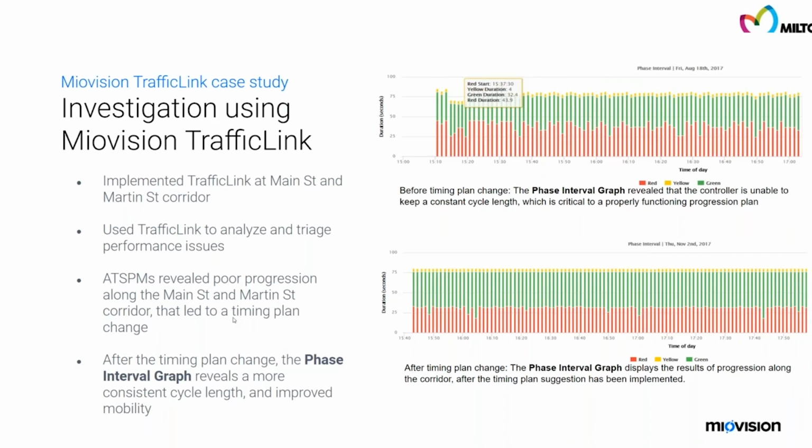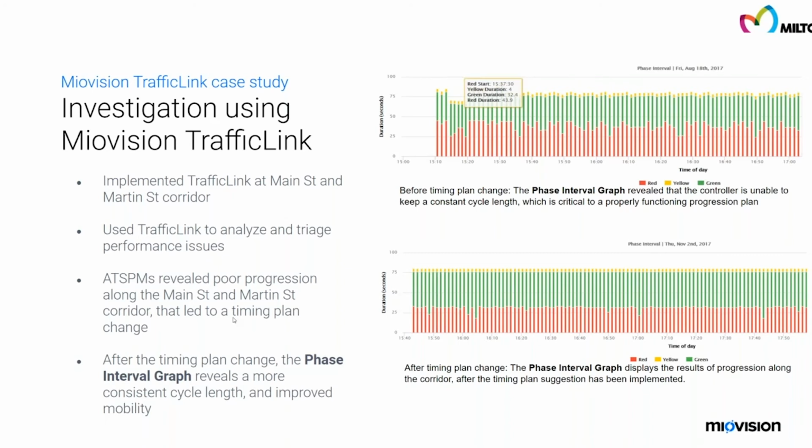So we looked at the performance measures and the phase interval, and the first thing that stood out to us was the cycle lengths of the controllers. We used the Traffic Link performance measures to analyze these phase interval charts that you see on the right. The phase interval chart shows the length of the cycle, and you can see it's actually variable. When we first plugged in, the cycle length was variable, and when you think about coordination, that just leads to many problems.